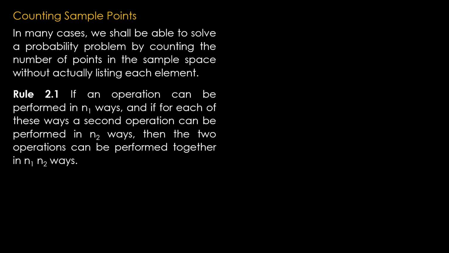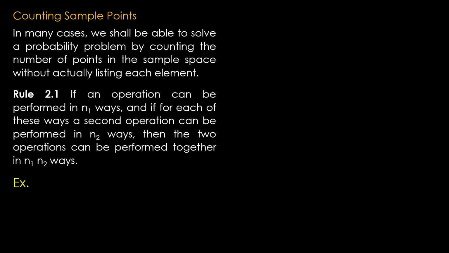So what do we do? We count those sample points using techniques. So we have this rule 2.1. If an operation can be performed in n1 number of ways, and if for each of these ways a second operation can be performed in n2, meaning a different number of ways, then the two operations can be performed together in n1 times n2 number of ways. Kumbaga, if you have a first operation in 5 number of ways, tas another one in 5 number of ways, your sample points is equal to 5 times 5.